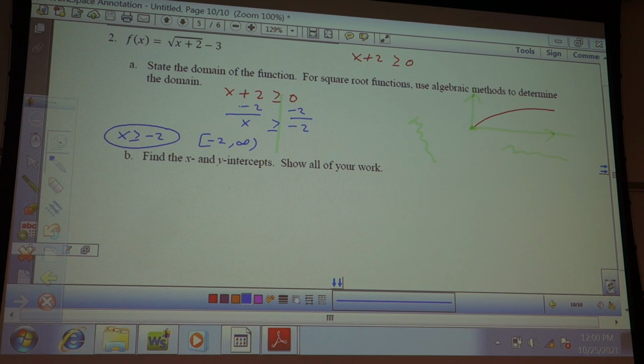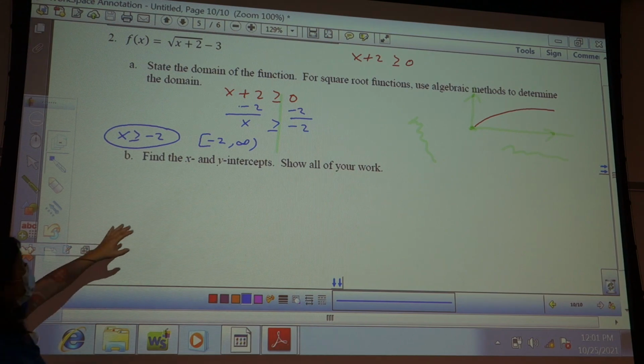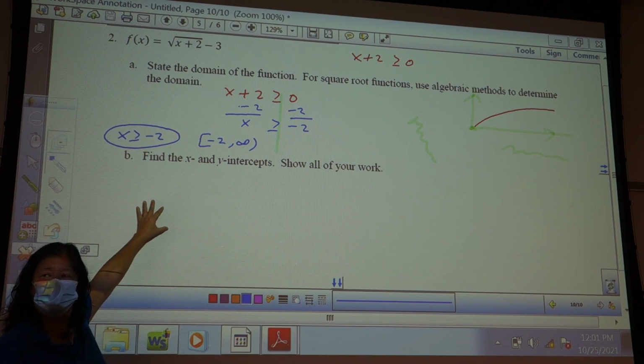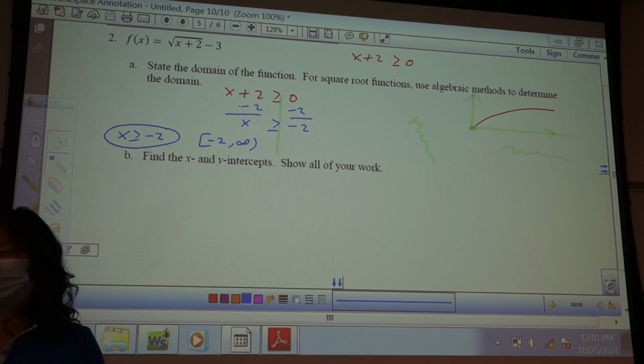All right, so what I want you folks to do now is find the x and y intercepts. We've done 2 or 3 of them together. Do one on your own.